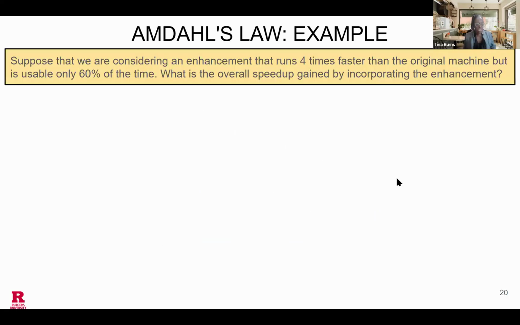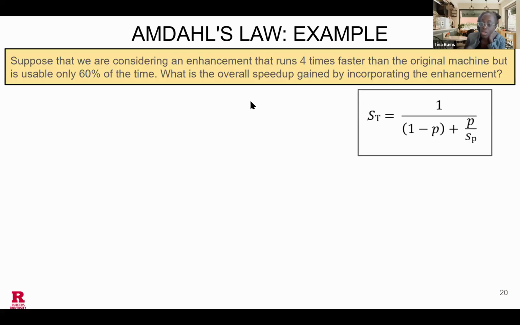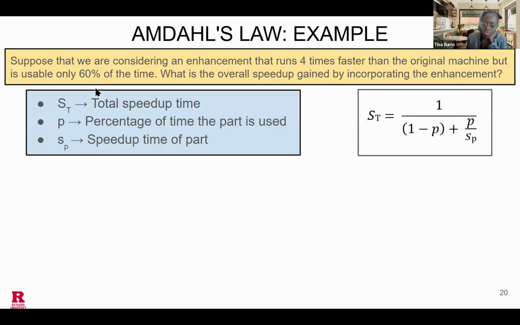And let's go through some of the equations for this. Let's think about this. Let's say you have an enhancement that runs 4 times faster than it did on the original machine, but it's only used 60% of the time. What's going to be the speedup gained from this, right? So let's remember our equation and what these symbols stand for.